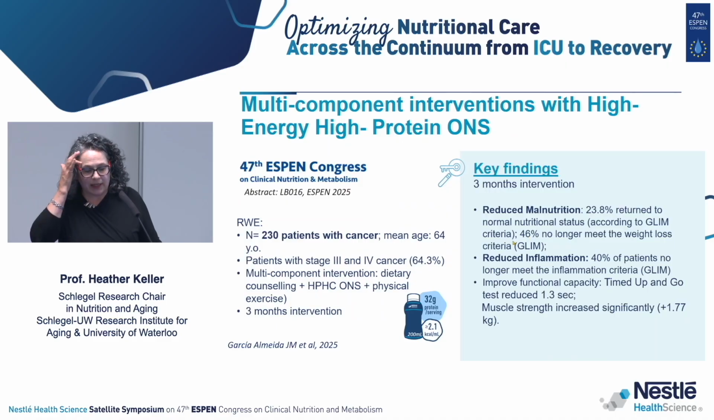So this is one study that was specifically highlighted at this Congress, and it was an abstract, LB016, I think, that was presented on Saturday. And we can see as well the benefit of a multi-component intervention with dietary counseling, high-protein, high-calorie ONS, and physical exercise, a 3-month intervention. Not only did it reduce malnutrition, but it also reduced inflammation in these patients when considered by the GLIM criteria.